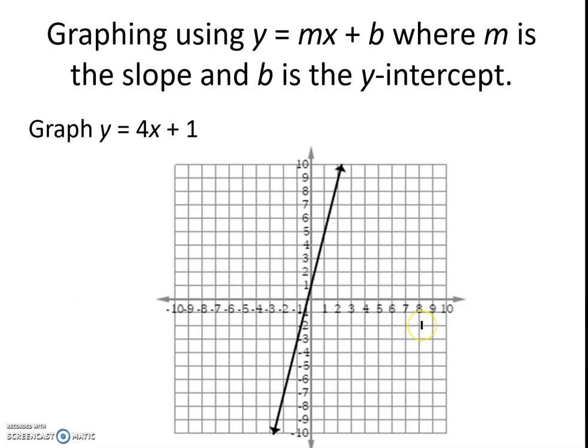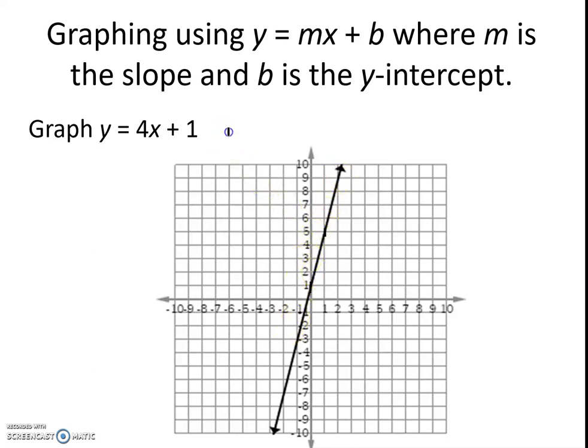Graphing using y equals mx plus b, where m is the slope and b is the y-intercept. Well, that means then if we're graphing this 4x plus 1, that 4 is our slope and our y-intercept is at 1. So this graph is done for us. We see the y-intercept there at 1. And so we go from that point, because our slope is 4, we think of it as 4 over 1. So we go up 1, 2, 3, 4, and over 1 to make our line. And sure enough, this line goes through those 2 points.